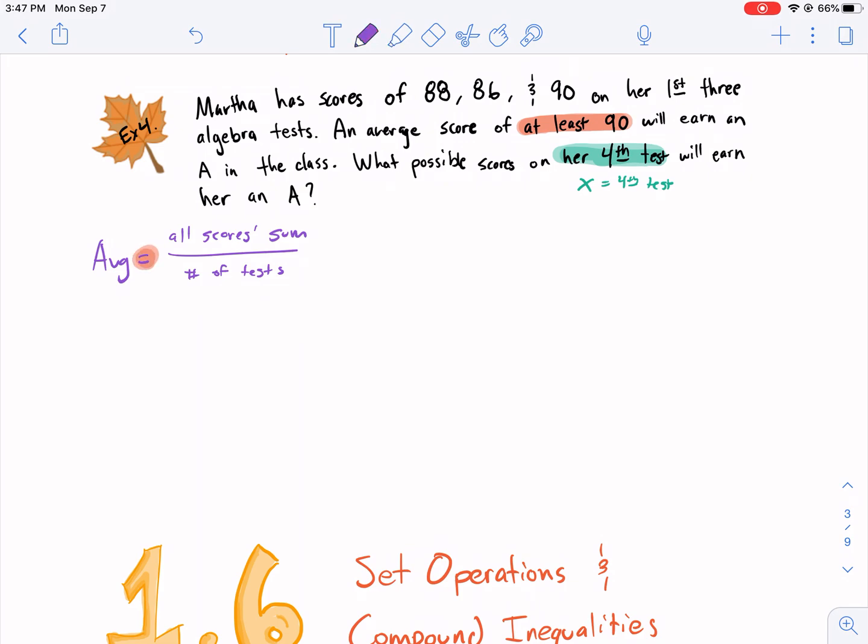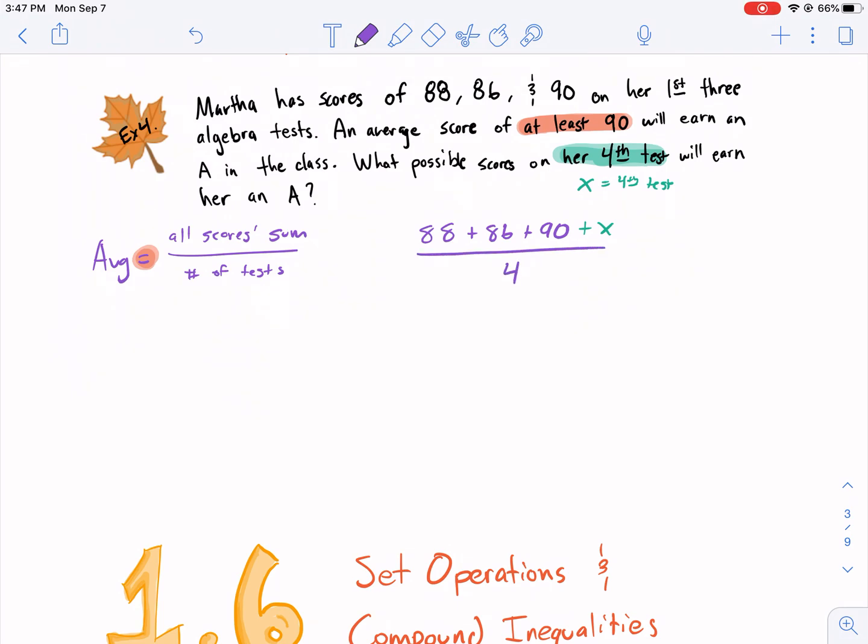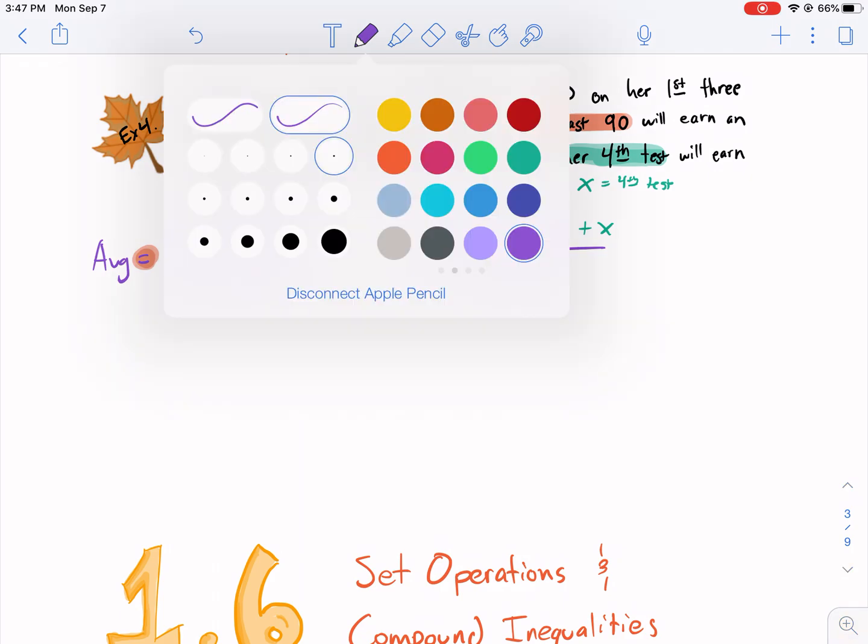Okay, now all scores sum. So we have 88 is one score, plus 86 is another score, plus 90. Okay, and we have a fourth test plus x. Now we're going to divide this by, you guessed it, 4. There's 4 tests. Now this needs to be at least 90.